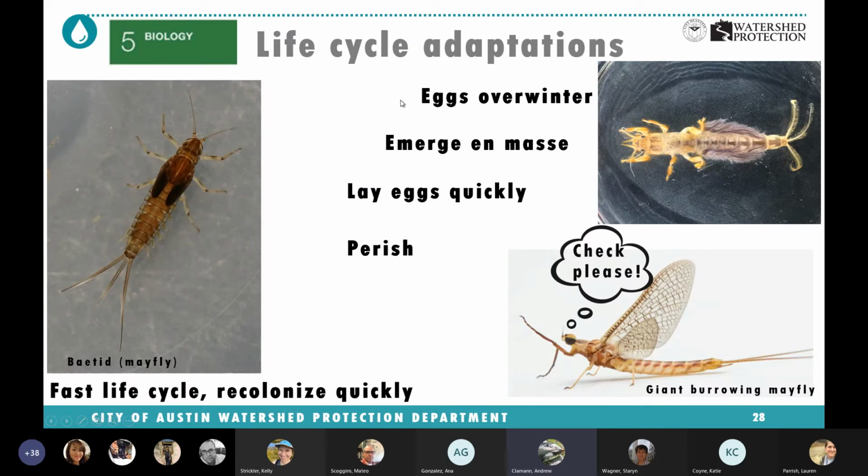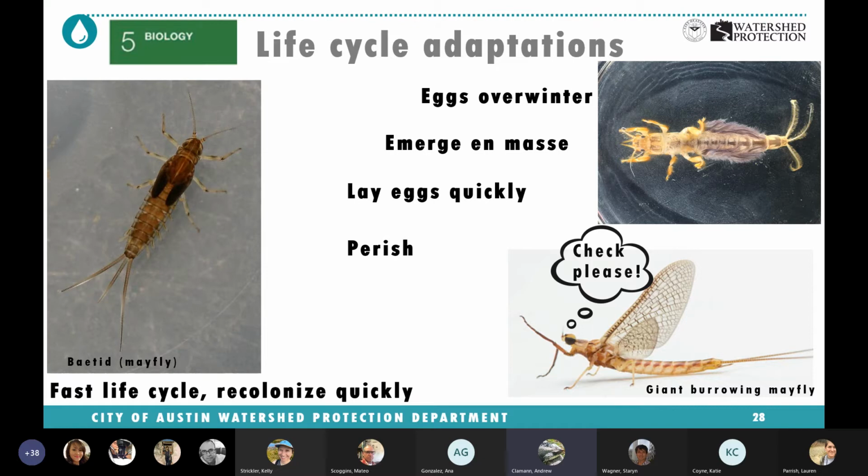Life cycle adaptations. In addition to structural adaptations, a lot of these creatures have adapted their life cycles to deal with particularly our climate, Central Texas, but really any climate. In this case, I've got a really small beaded mayfly. They're little tiny things. They shoot off like little firecrackers when you disturb them. They're tiny, and these things can reproduce really, really fast. In fact, you might have several generations just within 1 year.